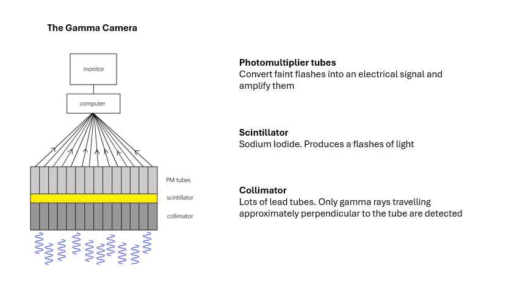If you've been watching my other videos, you'll know what that does, produces flashes of light. And then your photomultiplier tubes amplify the signal. And then the signal, I'll talk a bit more about this on the next slide, goes to a computer, and then that can go to a monitor.